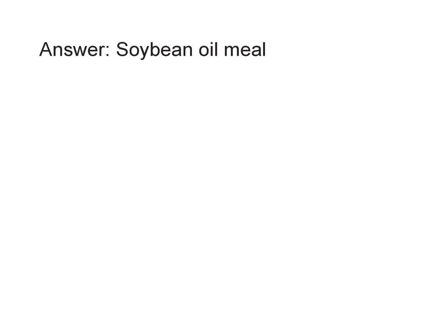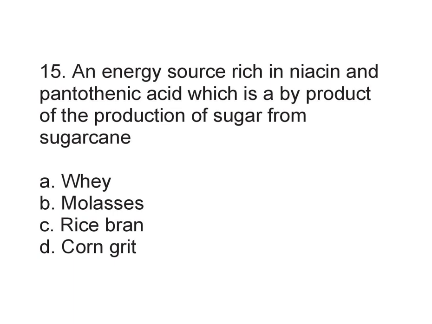Number 15. An energy source rich in niacin and pantothenic acid, which is a byproduct of the production of sugar from sugarcane. A. Whey, B. Molasses, C. Rice bran, or D. Corn grit. The answer is molasses.